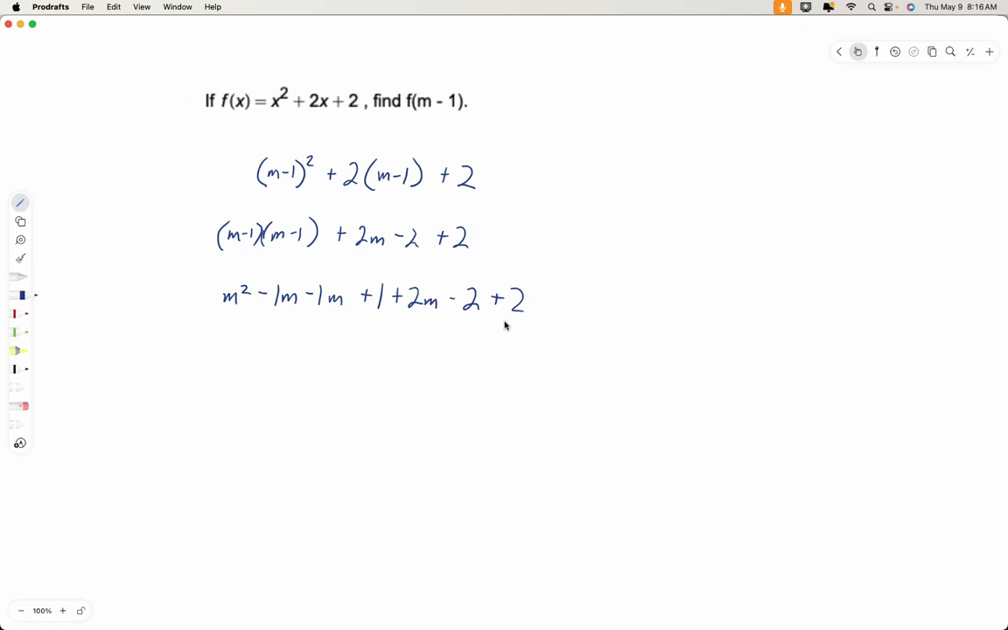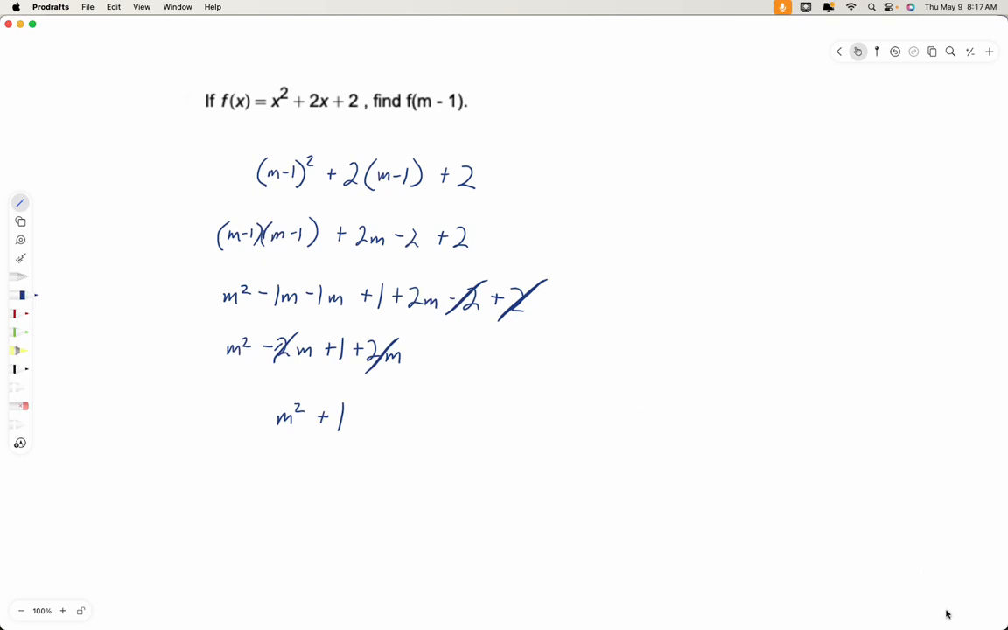All right, now we can combine like terms. So I have m squared. There's not any other squares. That's a negative 2m plus 1 plus 2m. And then negative 2 plus 2, well, that's 0. So those cancel each other out. Negative 2m, positive 2m, they cancel each other out, right? So all I have left is m squared plus 1. That's your answer.